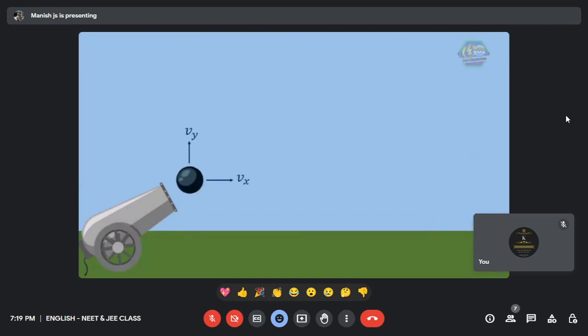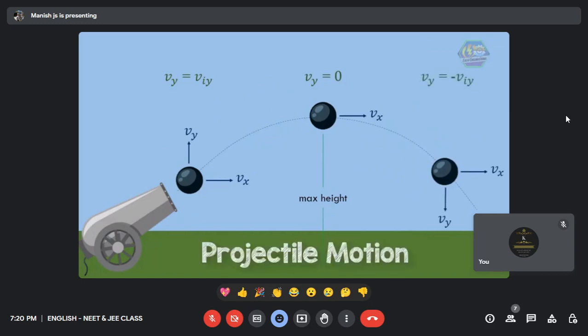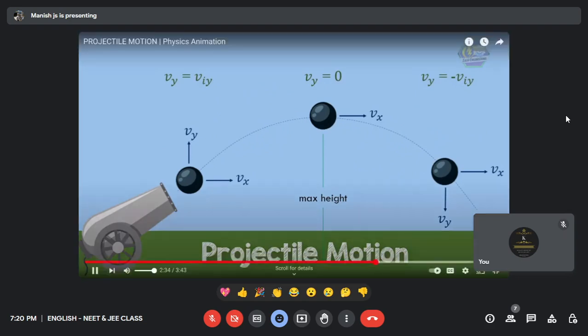To sum up everything, the velocity along x direction is constant and the velocity along y direction is changing with respect to its position. Initially, the velocity along y direction is highest; when the cannonball reaches the maximum height, the velocity along y direction becomes 0, and the velocity of a cannonball before it reaches the ground is equal to the initial velocity along y direction, but in negative value.